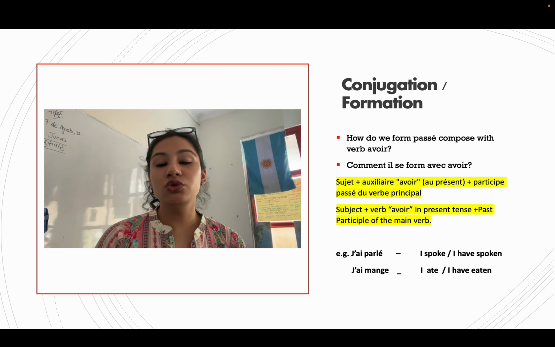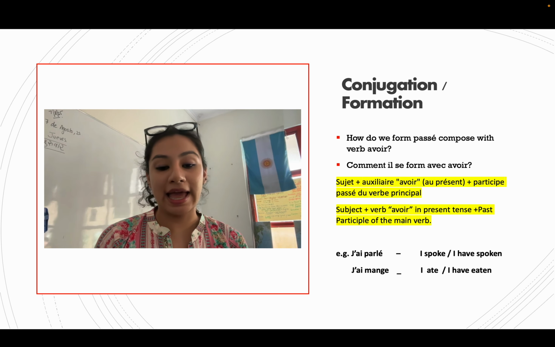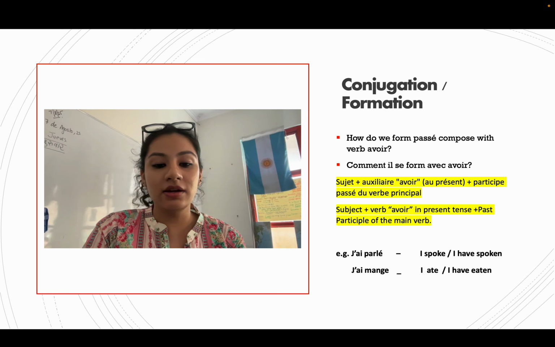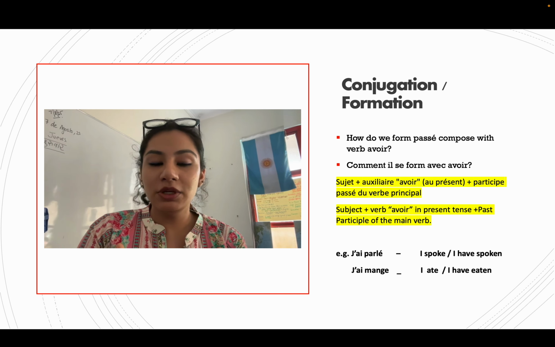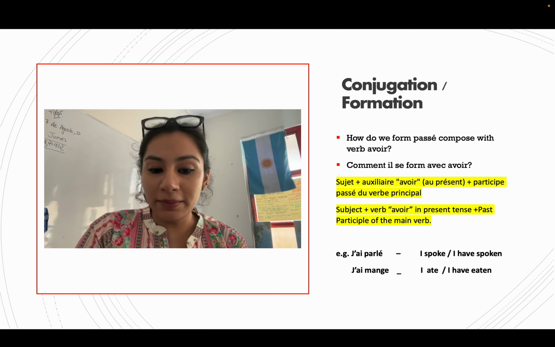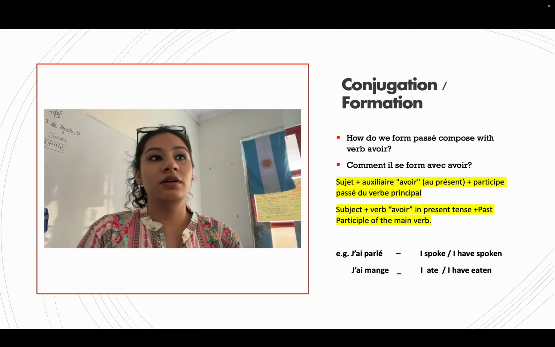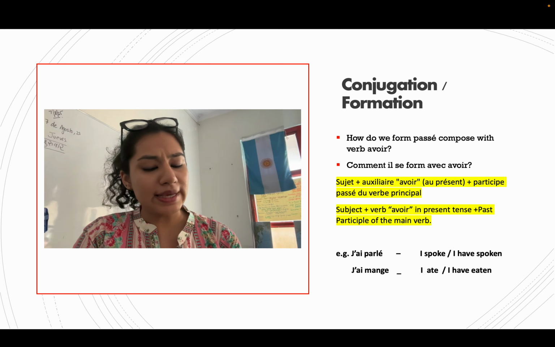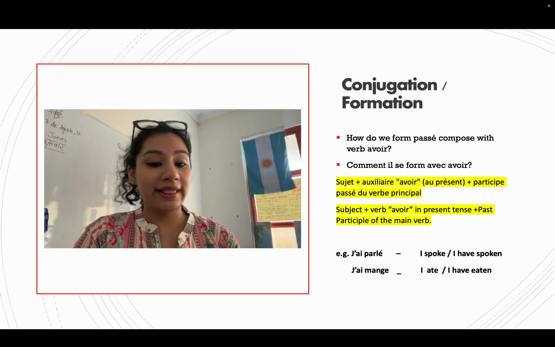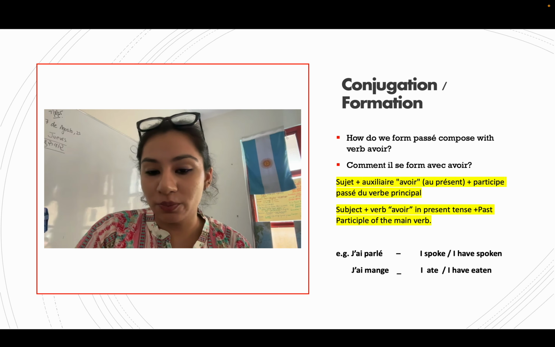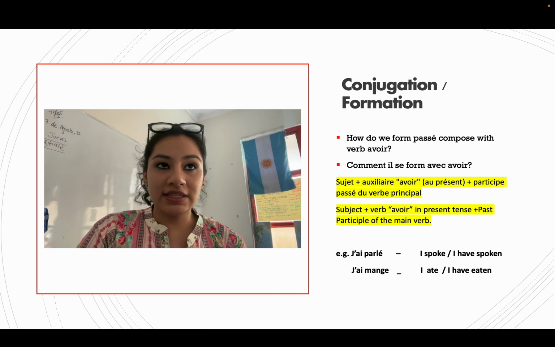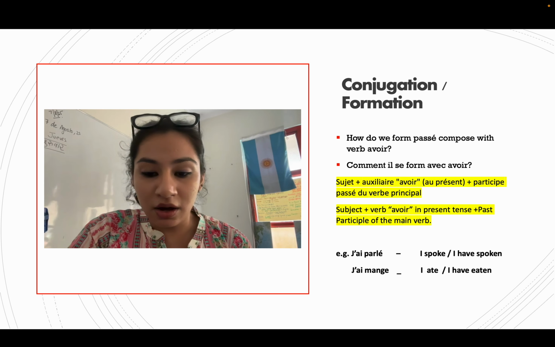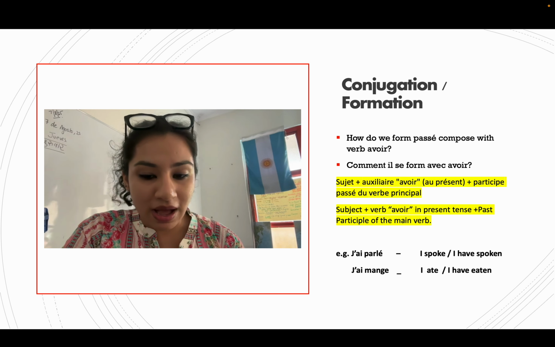Here we're going to be using two auxiliary verbs. So passé composé can be conjugated with two auxiliary verbs, that is être and avoir. But in this video we're going to be talking about only avoir. Why? Because most of the verbs in passé composé are conjugated with avoir. There are a few exceptional verbs that we use with verb être, which I'm going to explain in my next video. So let's see the formation of passé composé with verb avoir. Comment il se forme avec avoir?